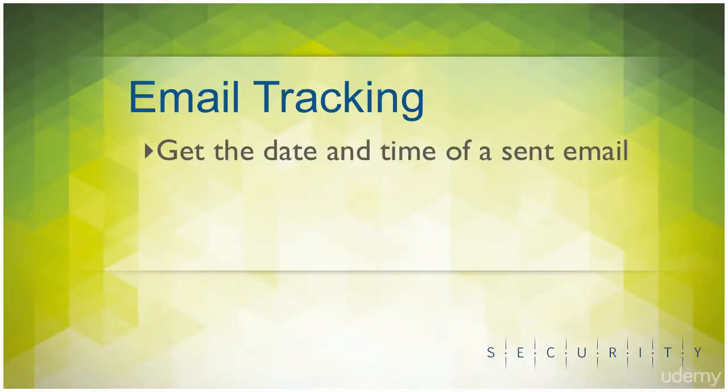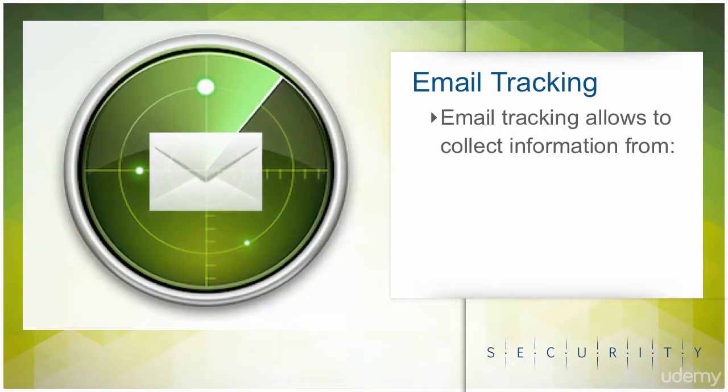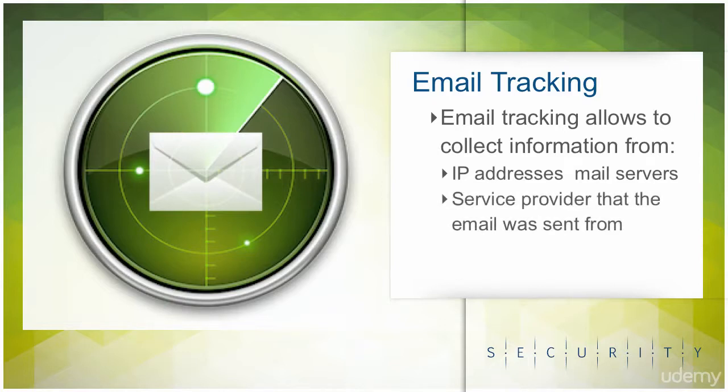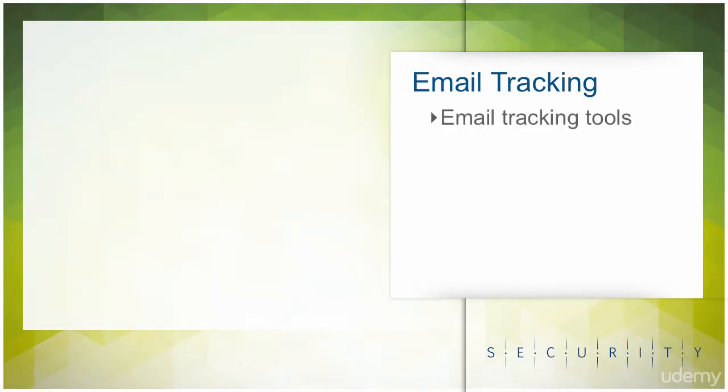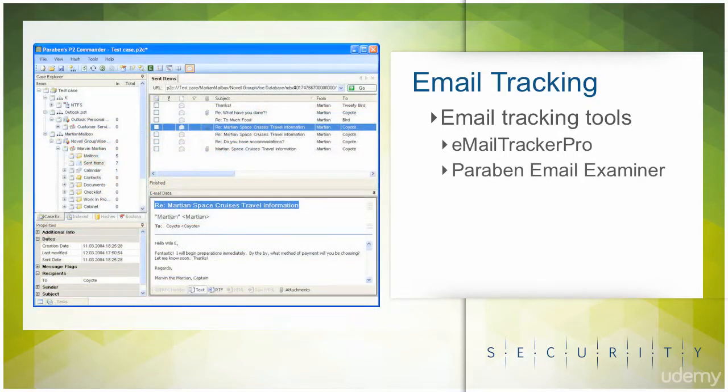Email tracking is yet another method to monitor, as well as to track the emails of someone who is your potential victim. You can get the date and the time when an email was sent by the owner, when it was delivered, and how the recipient accessed it. You can have many email tracking tools. You can collect information such as IP addresses, mail servers, and service providers from which the email was sent. This information can be used for phishing or to build the hacking strategy. You can use tools such as Email Tracker Pro and Paraben Email Examiner.